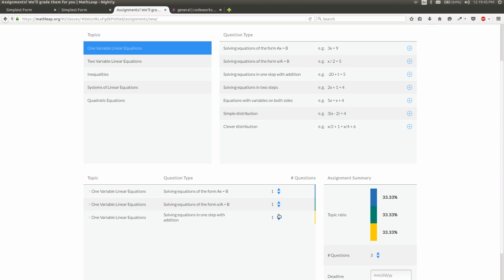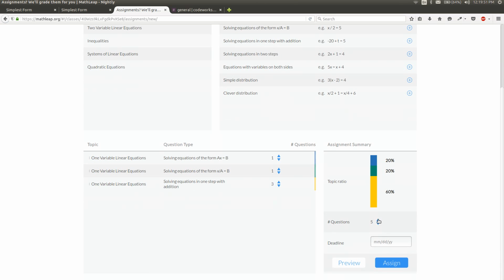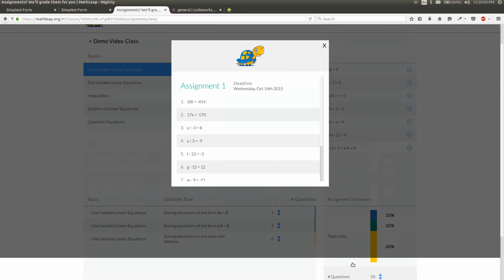Maybe I want more of these than the others, so I'll increment those, and maybe I want 10 questions in total, so I'll scale up the entire assignment. I can see here that I have a nice graph to show me the ratio of different questions in my problem set. So I can see 6 of these, 2 of these, 2 of these. That looks good to me, so I'll go ahead and preview it.